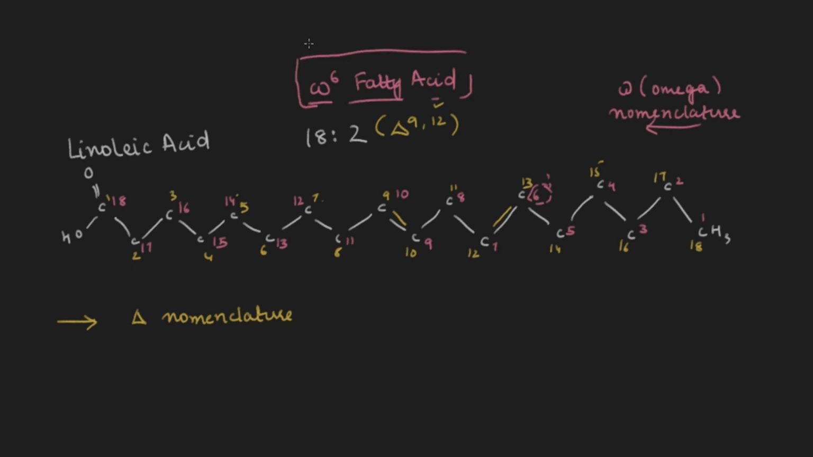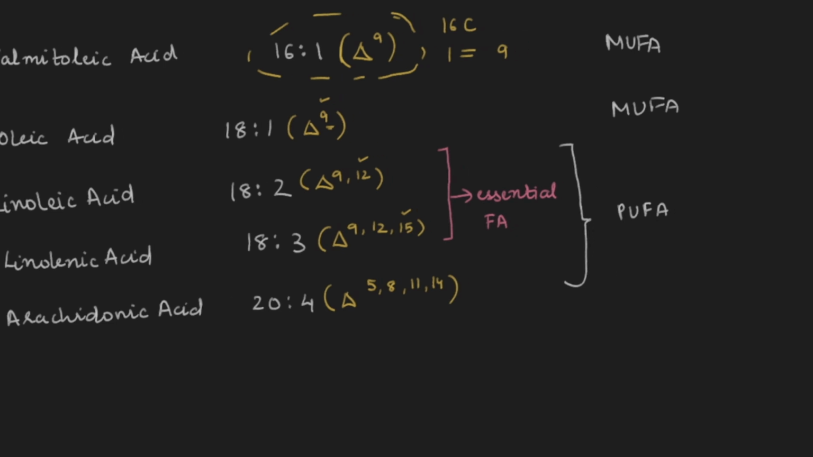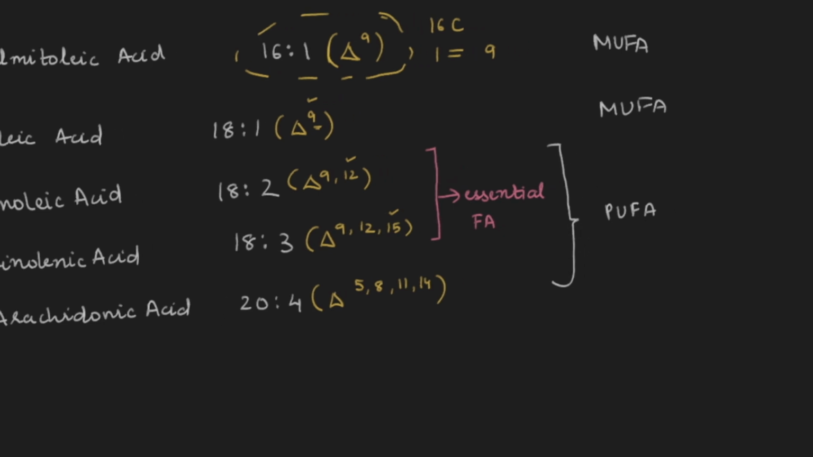There are cases where unsaturation might begin at carbon number 3 and that fatty acid is called omega 3. Unsaturation might also begin at carbon number 9 and they are called omega 9 fatty acids. So this is omega nomenclature. Coming back to this list, let's now include omega nomenclature in this as well.